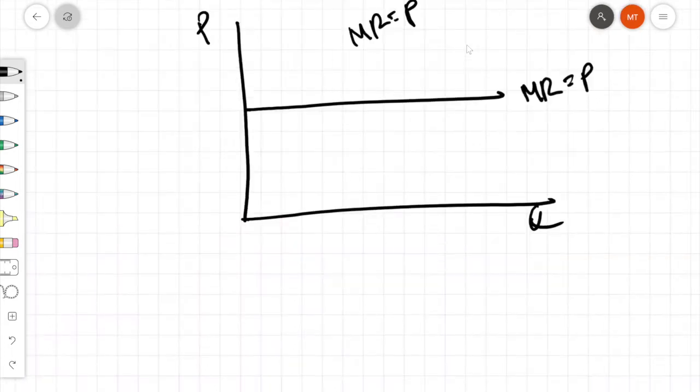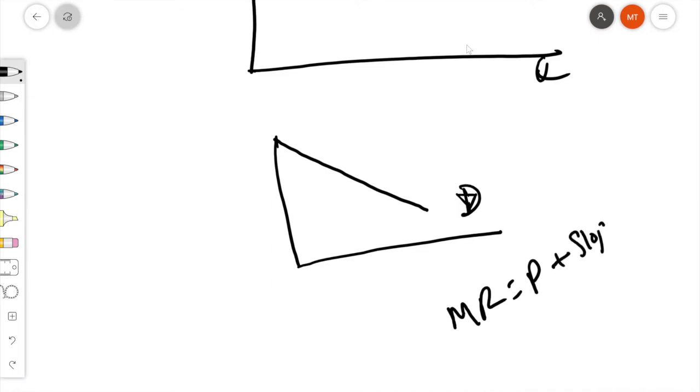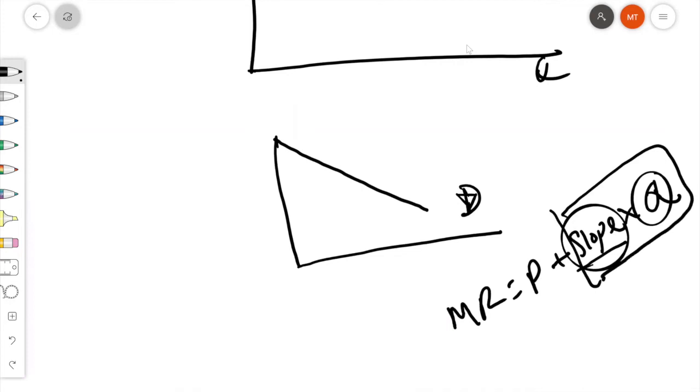But in case of imperfectly competitive market, for example, monopolistic competitive market, the demand curve is downward sloping. So since the demand curve is downward sloping and MR equals price plus slope multiplied by quantity, a downward sloping demand curve means slope is negative. So negative slope multiplied by quantity, so this part must be negative. So this negative is added with P, so MR must be less than price. So if this is the demand curve, MR curve will be like this.